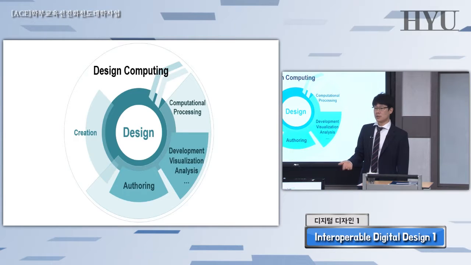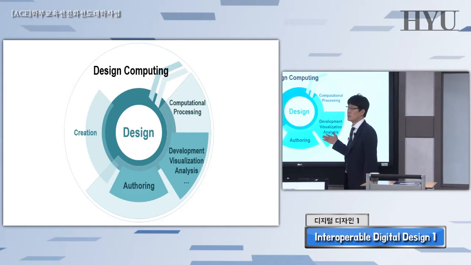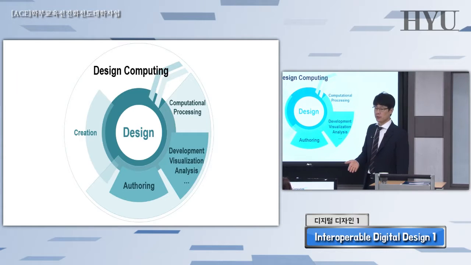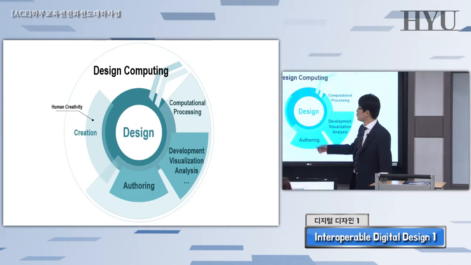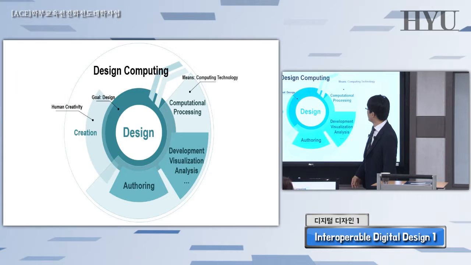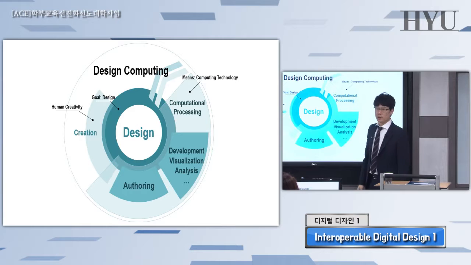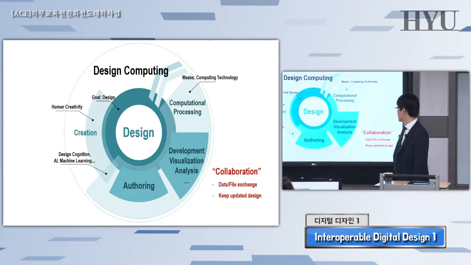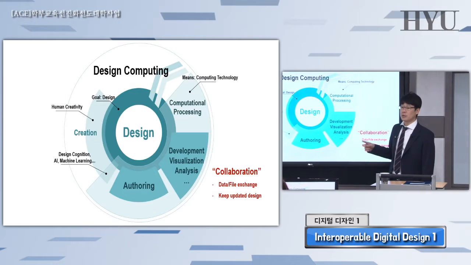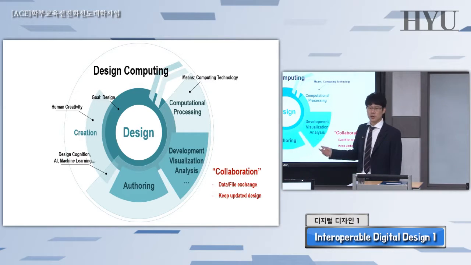From intro to digital design, CAD and graphics, and now in the digital design class, okay? And probably next year in the theory course, the design computing theory course. Anyway, the human creativity area, and the goal is, of course, design, by means of computing technology. So by using computing technologies, we are doing some collaboration, okay? For one building, usually more than thousands of people are working. So how to collaborate, that's the main issue.